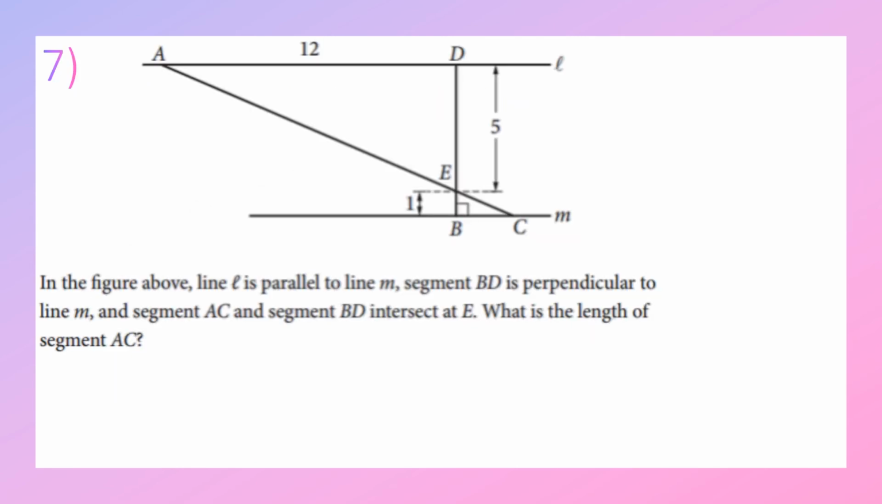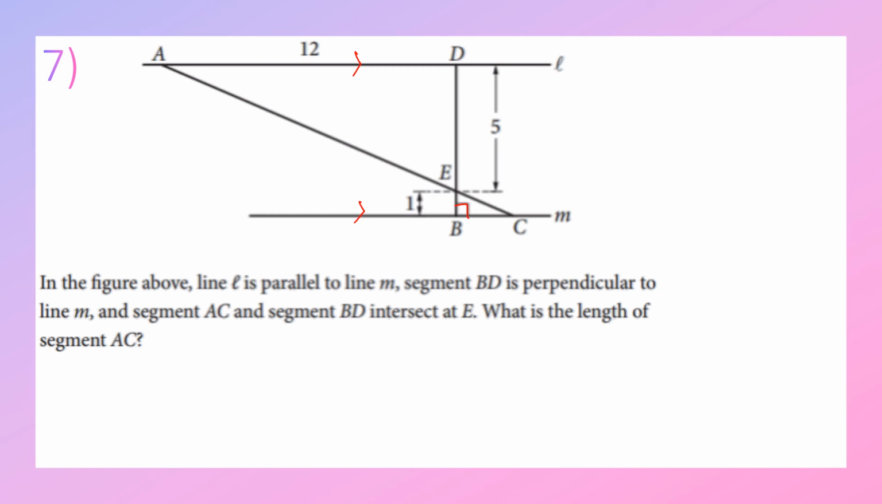Okay, so this one there is a lot of things going on. In the figure above, line L is parallel to line M. So I'm going to mark that on here to show that those two lines are parallel. Segment BD is perpendicular to line M. They already drew a right triangle there for me. And segment AC and segment BD intersect at E. What is the length of segment AC?